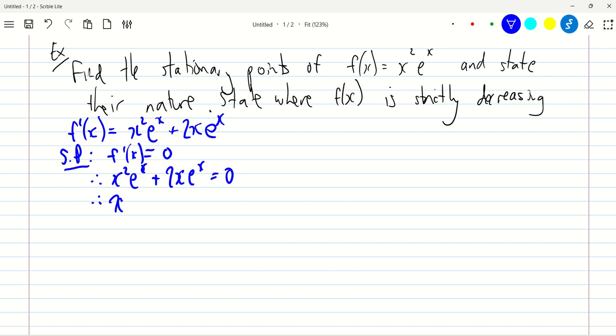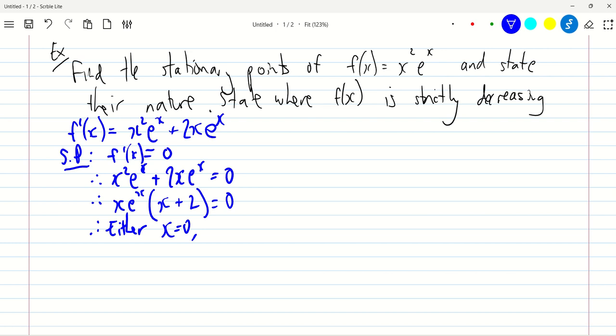So we're going to take x e to the x out. What have we got left over in that first term? It would be x. And what have we got left over in the second term? That'll be 2 when we take that out, is equal to 0. And so therefore, what have we got? Now, either x is equal to 0.